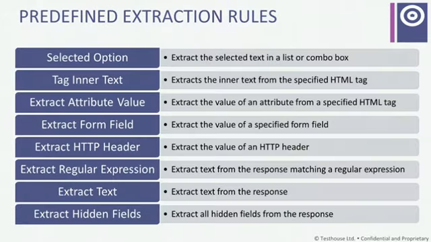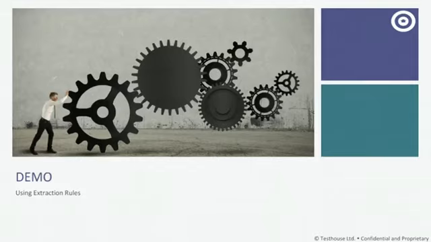And these are your predefined types. There's a lot here to do with HTML. You can get a tag out of HTML, extract an attribute value from HTML, look at the HTTP header, or extract using a regular expression. Text is the most common one, the easiest one to handle, and that's the one that will be in the demonstration, which I'm going to run now.